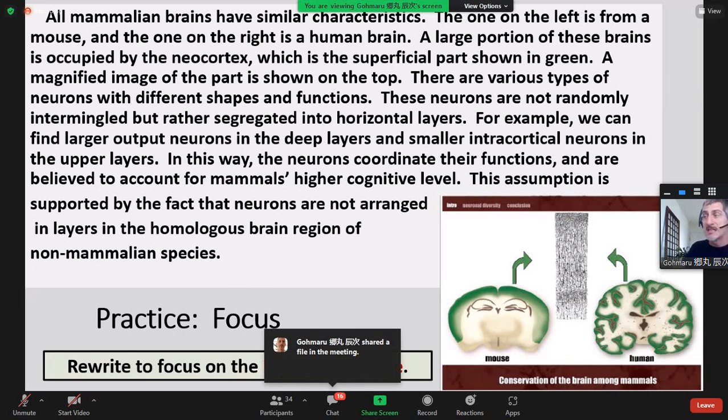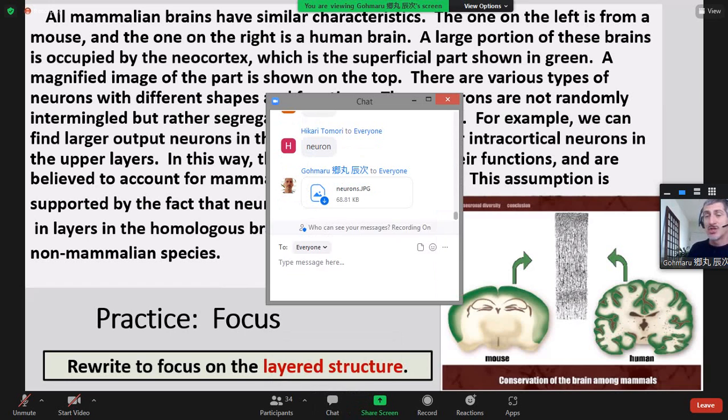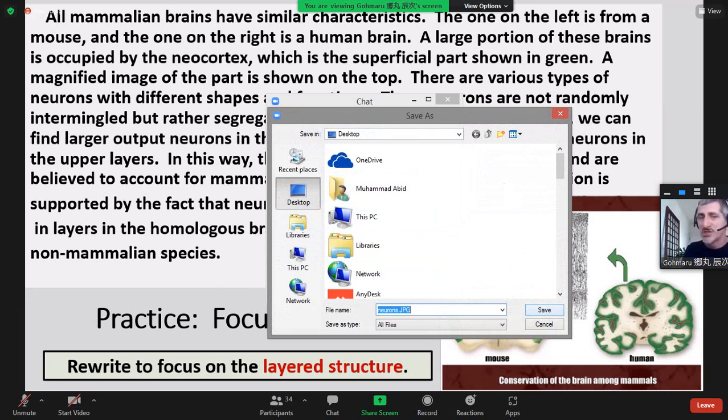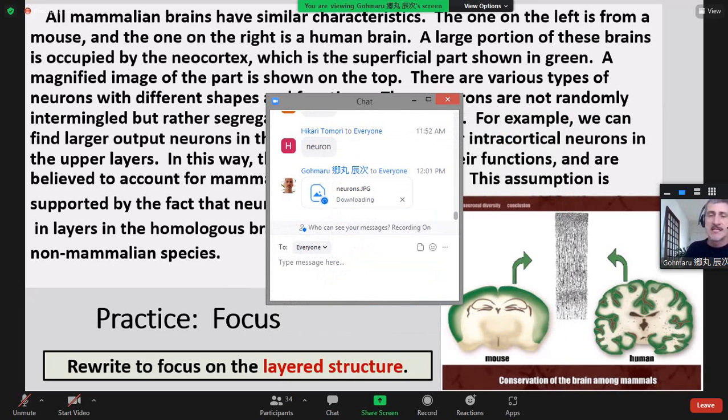Okay, sorry. There in the chat, you have the screenshot of this screen with the image and the original text. This will help you, I think, decide the key question. Okay, I'm sending it into the groups now.